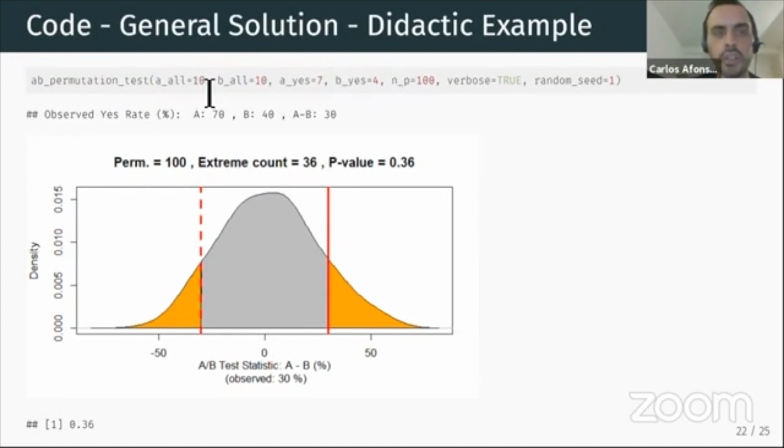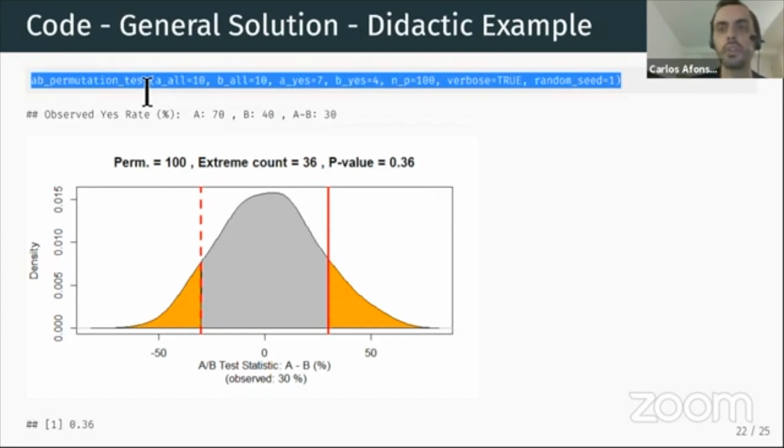So the AL is the number of subjects in A, the BL is the total number of subjects in B, the AS is the number of yeses in A, the BS is the number of yeses in B, and NP is the number of permutations. These are just some optional parameters to provide some messages and to set random seeds so we make this reproducible. So in this one line, we now can do everything that we did up until here in detail from scratch. Basically this function includes all the code that we created up until here.